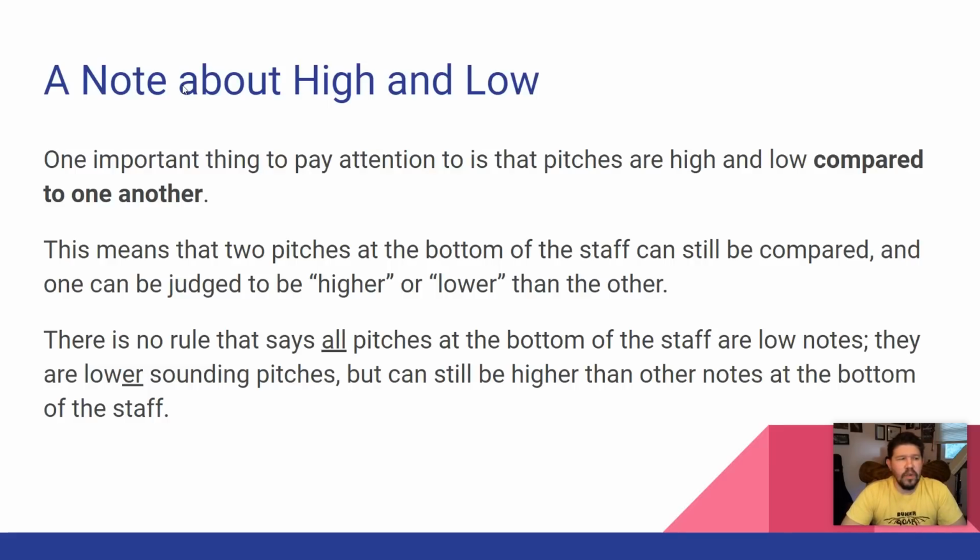Pitches are high and low compared to one another. So this means that if you've got two pitches at the bottom of the staff, they can still be compared, and one can be judged to be higher or lower than the other. Are they both technically low notes? Yes, more or less. But if you have two notes, one that's down here and one that's up here, you can say that this one is lower, even though they're both relatively low.